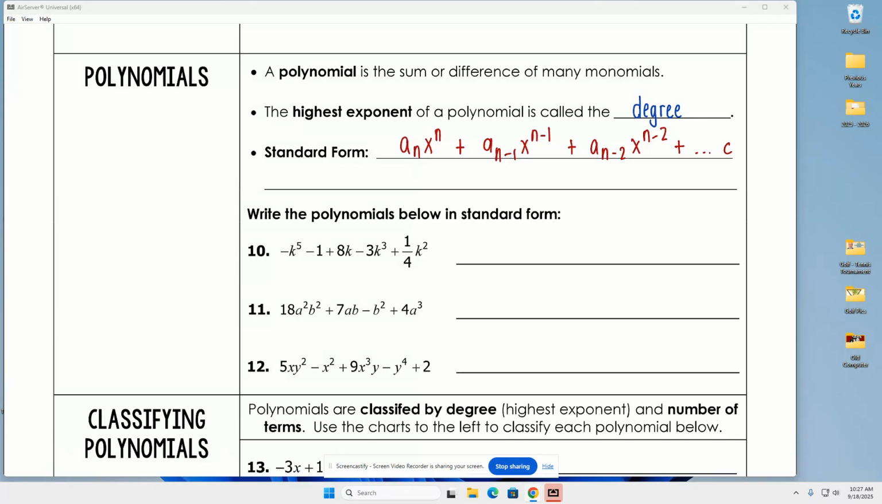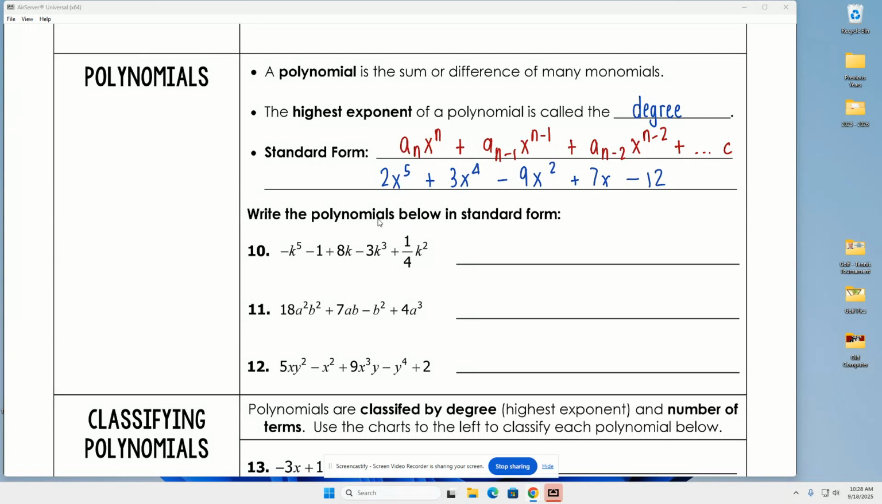All right, so look, an example of what this really looks like would be something like this. 2x to the 5th plus 3x to the 4th minus 9x squared plus 7x minus 12. That's what standard form looks like. What are the variables definitely doing? What are the exponents definitely doing? What are they doing, y'all? They're going down.